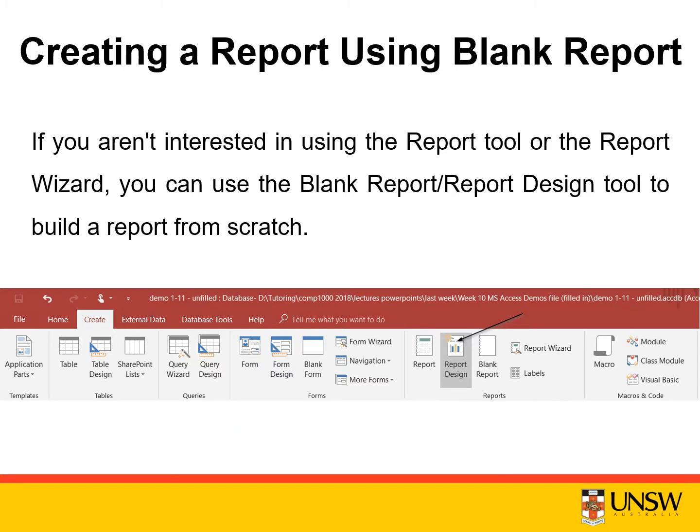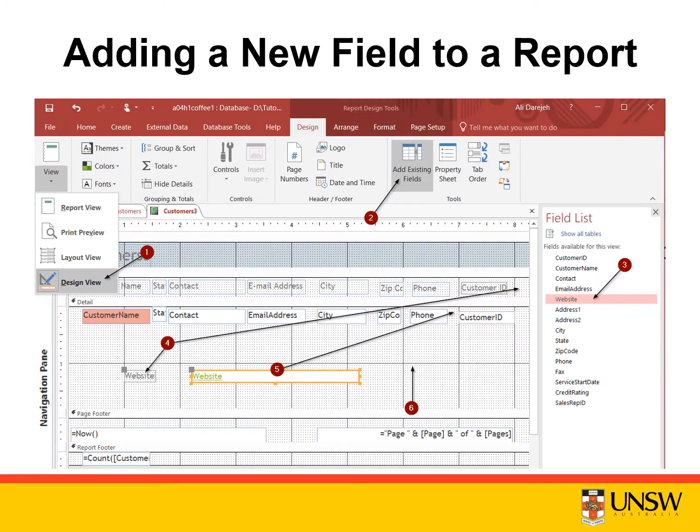If you don't want to use Report Generator or Report Wizard, you can create a report from scratch using the Blank Report feature. After creating a blank report, in order to add the desired fields to your report, go to the Design view and click Add Existing Fields from the Design tab. Then from the Field List pane, double-click on the desired fields. By adding each field, its value and column header will be added into the Details section of the report.